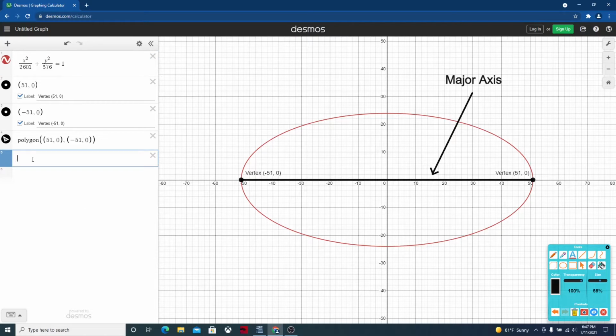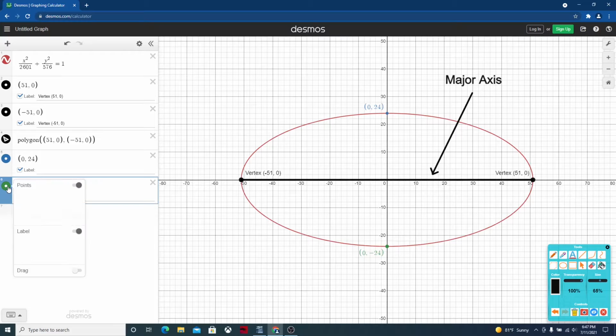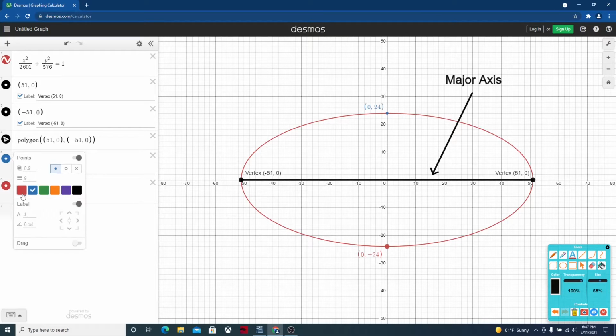So we'll plot those. 0, 24 and 0, -24. So we're also plotting those. And let's turn those into red. And let's make our points have a size of 15. Okay, so that's that one. And we'll do this one as well. So those are our 2 points.